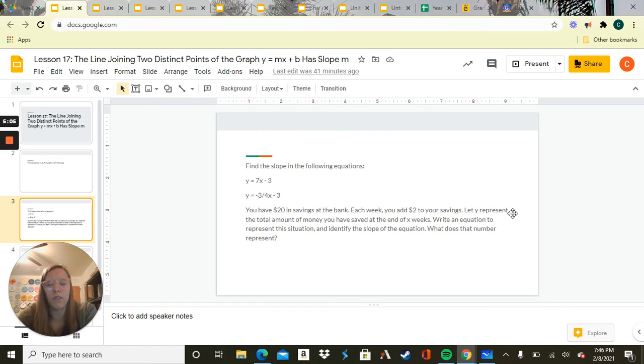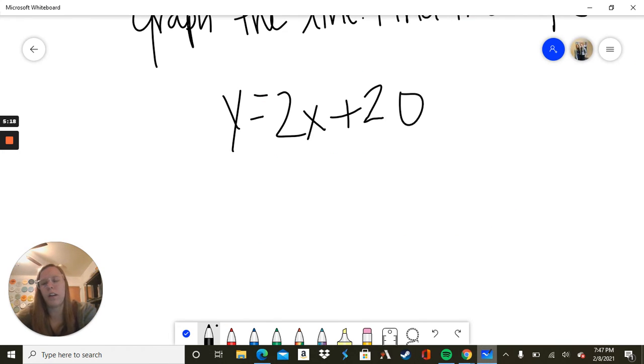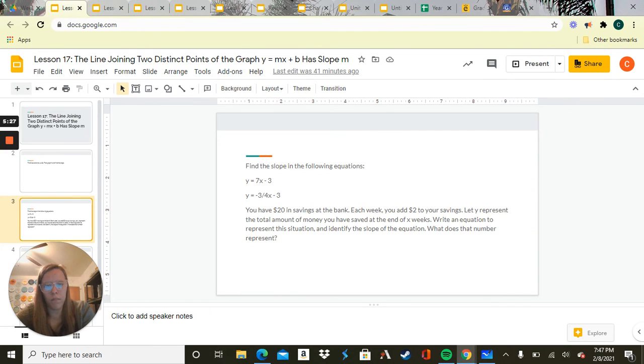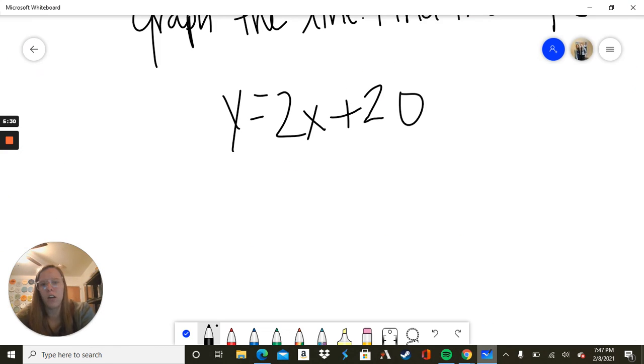And the following one: you have $20 in savings at the bank. Each week you add 2 to your savings. Let y represent the total amount of money you have saved at the end of x weeks. Write an equation to represent this situation and identify the slope of the equation. What does that number represent? So here's our equation. Y is the total amount of money, $2 per week, 2 each week, plus the 20 that's already there. So again, your slope is going to be 2.